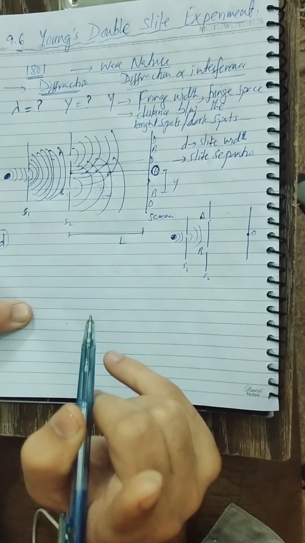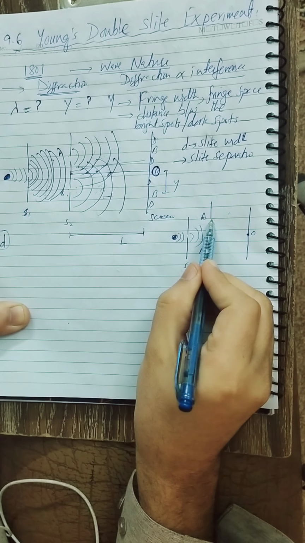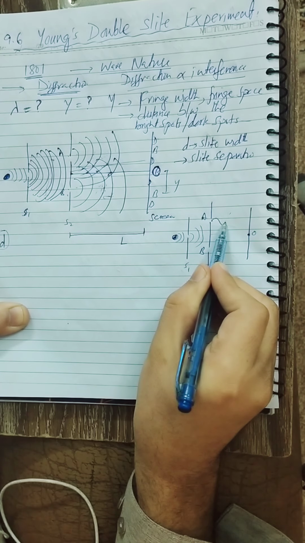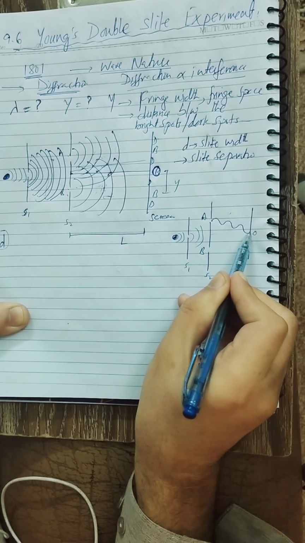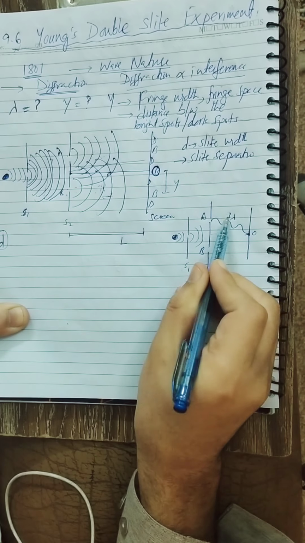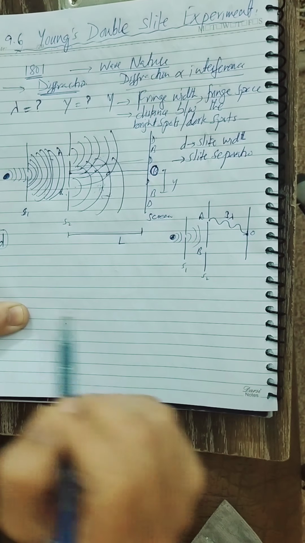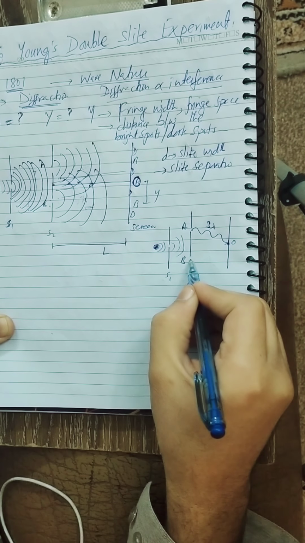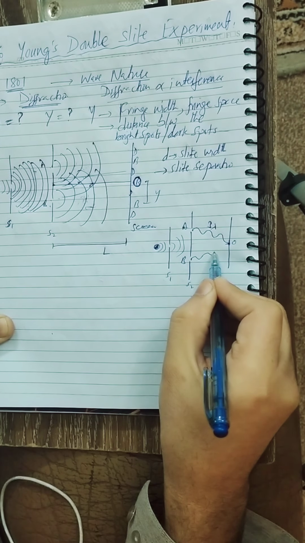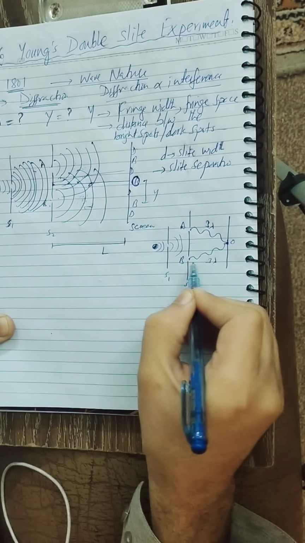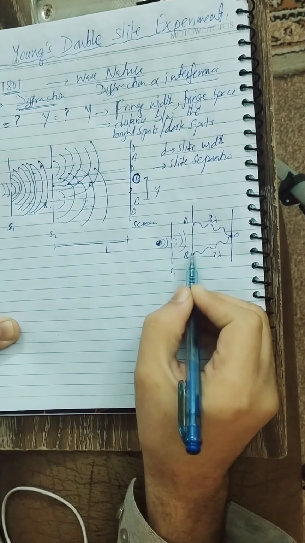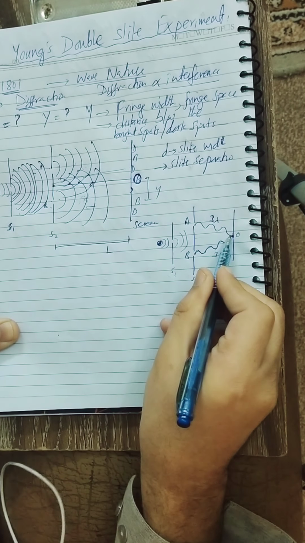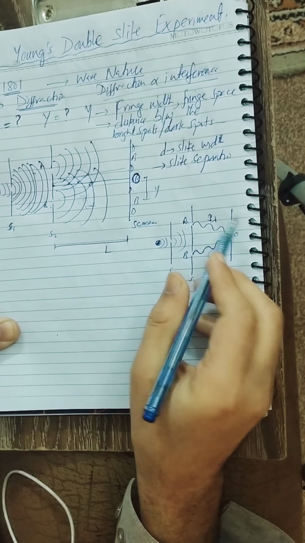Look here very carefully. Suppose the light comes in the form of a wave. This is 1 lambda, this is 2 lambda, this is 3 lambda. So the light covers a 3 lambda distance from A to point O. Now the light comes from B to O: 1 lambda, 2 lambda, and 3 lambda. So here the light also covers a 3 lambda distance.